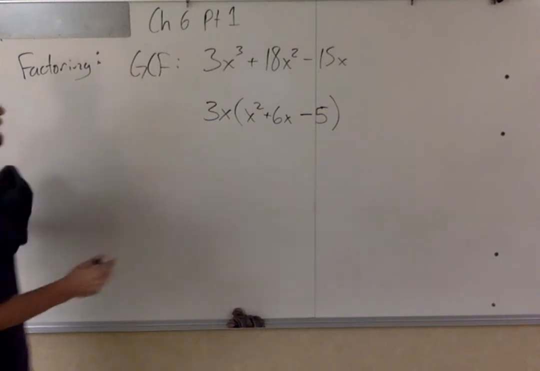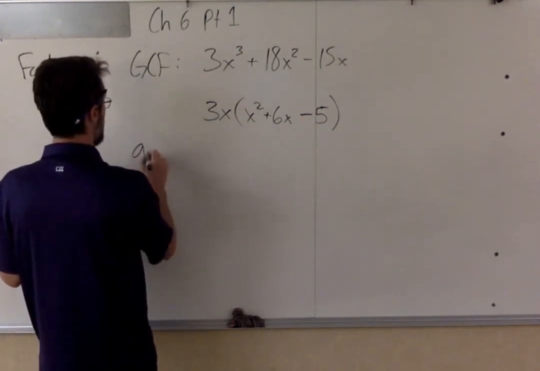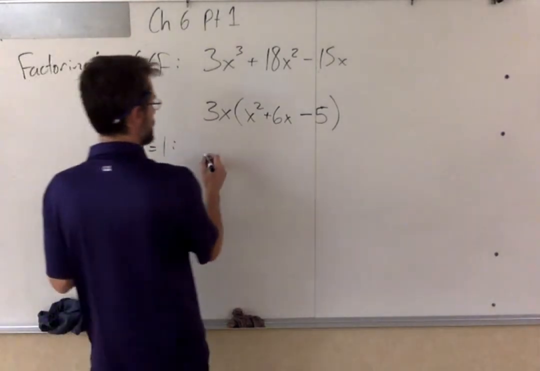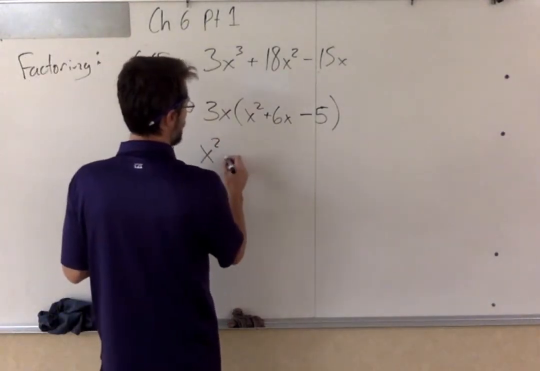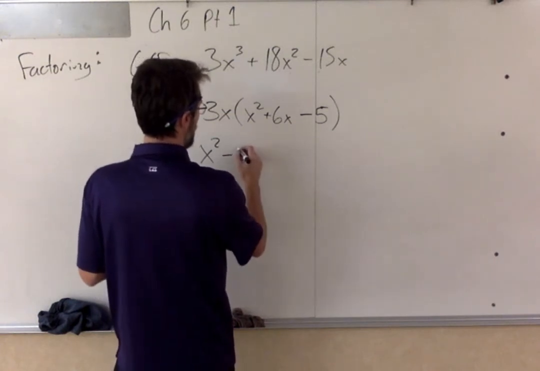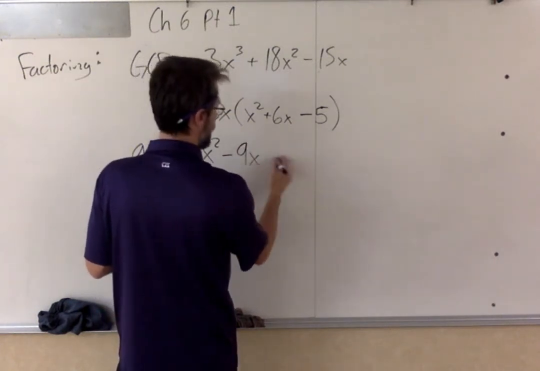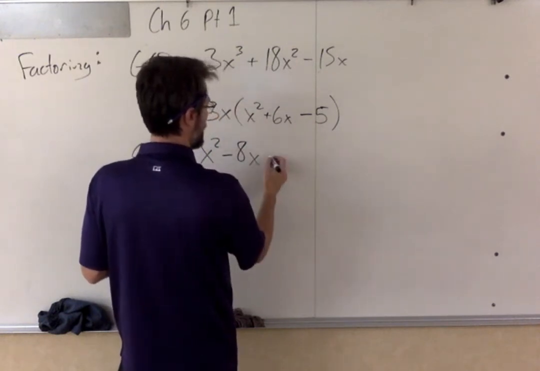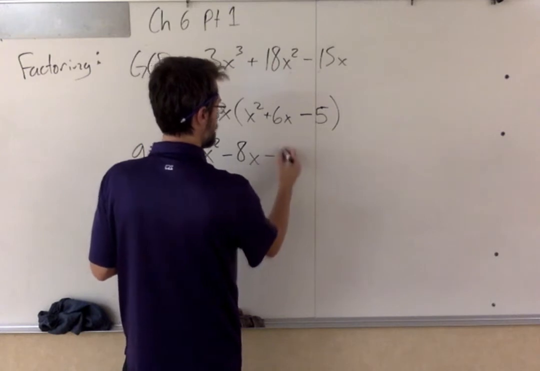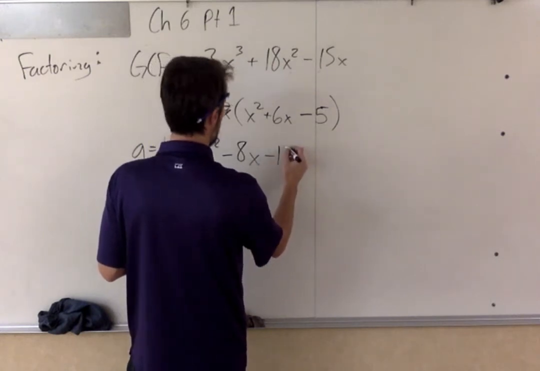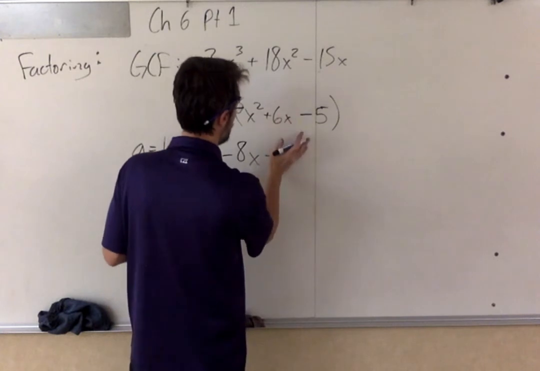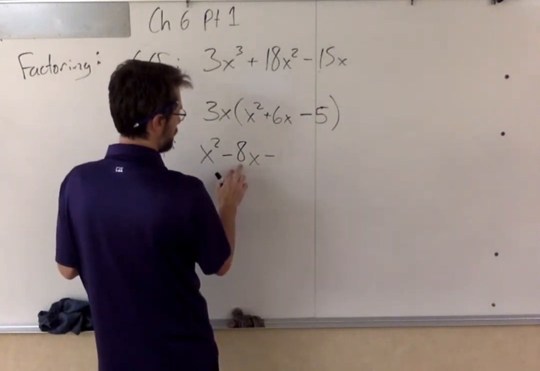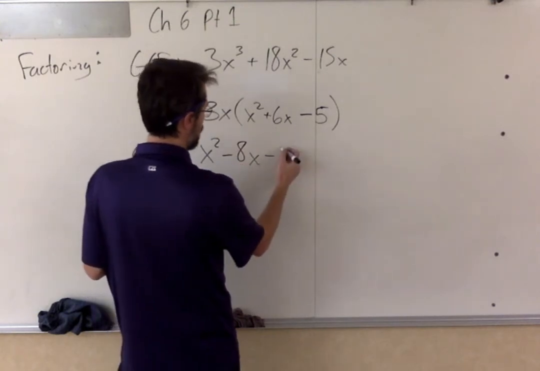Okay, so the next thing was your a equals 1, or your sum and product type factoring. So this is stuff like x squared minus 8x, and we'll say minus, shoot, why can't I think of something that will work here? We'll say plus 12.